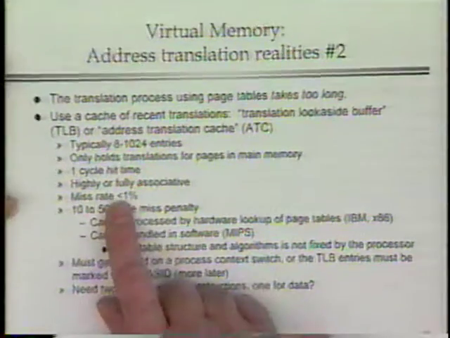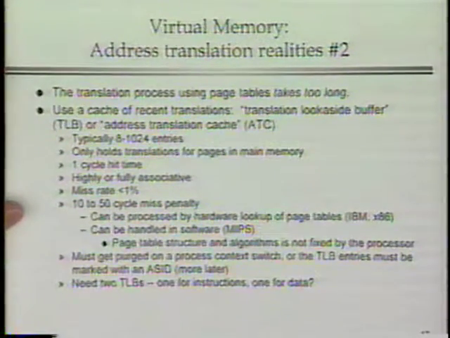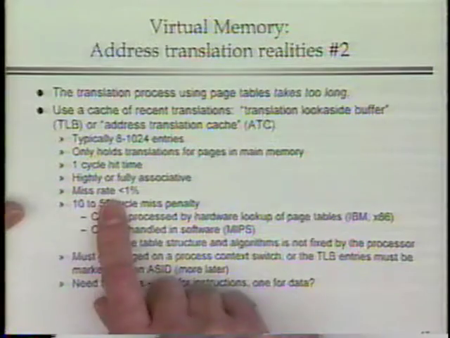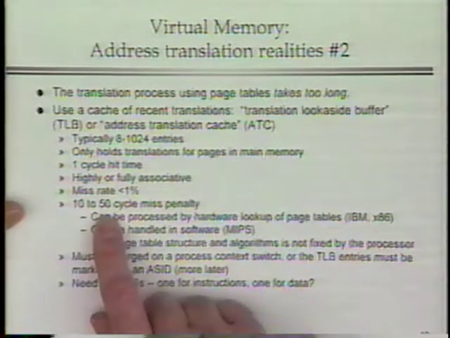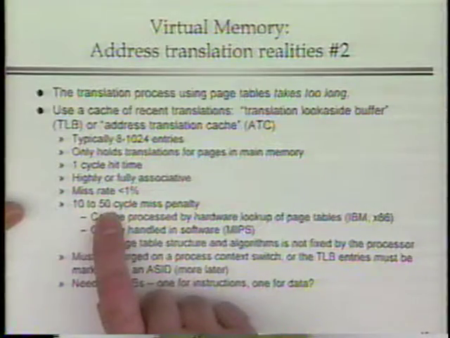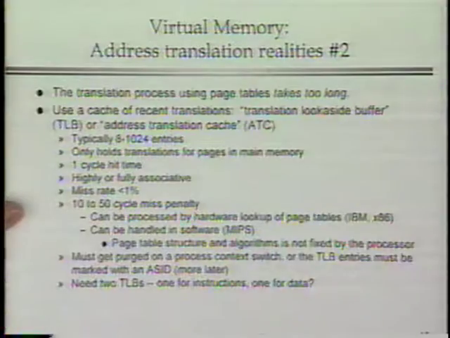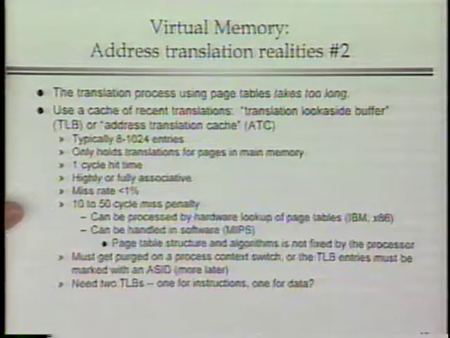Now what happens when it misses? Well, it's certainly not as bad as a miss in virtual memory going to disk. In fact, it's a relatively small miss penalty, something on the order of 10 to 50 cycles. After all, basically what it needs to do is to look up entries in one or more page tables. Those page tables might in fact be cached as well, so you might be doing cache hits in doing the translation process.